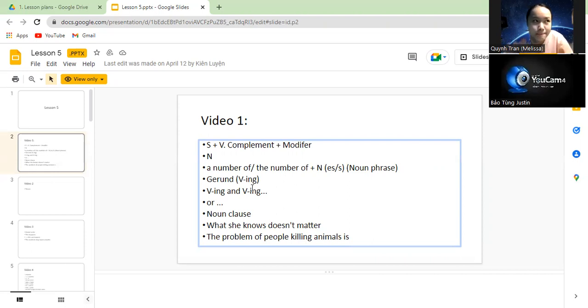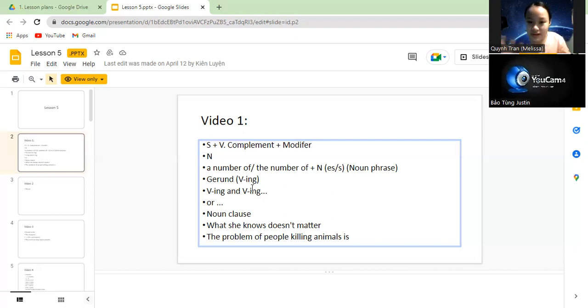Or, we have gone through a number of lessons. It means that we have gone through a lot of or many lessons there. So a number of means many, and after that we plus countable noun in plural form. And because it means many, after that we need to plus verb without s and es, right?